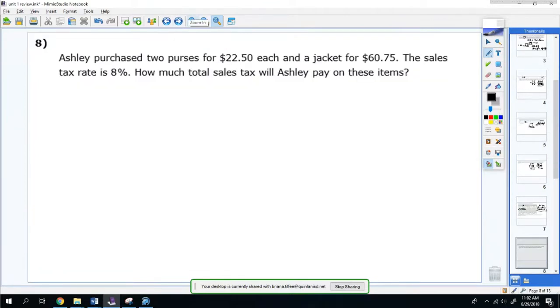Okay, number 8. Ashley purchased 2 purses for $22.50 each and a jacket for $60.75. The sales tax rate is 8%. How much total sales tax will Ashley pay on these items?